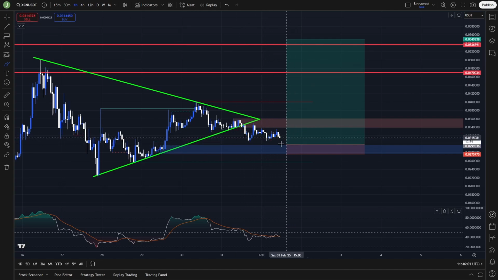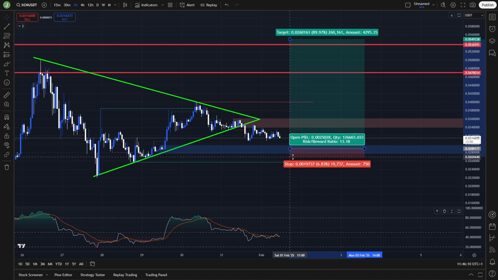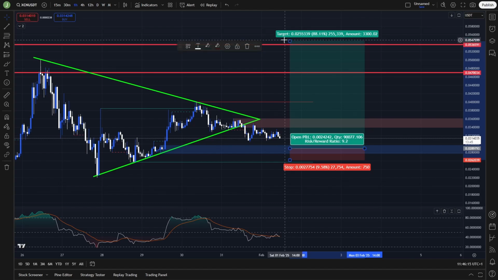But in the second setup, we are waiting for that liquidity grab and then a support confirmation to get into that long position. Stop loss, in this case, you need to place then under the low that we will create during the fake out, and the last take profit target can remain exactly the same.